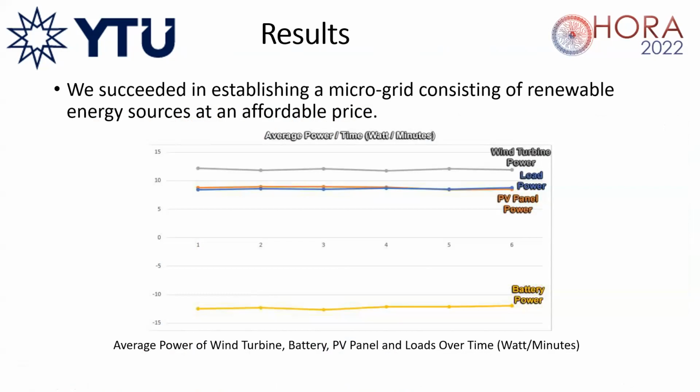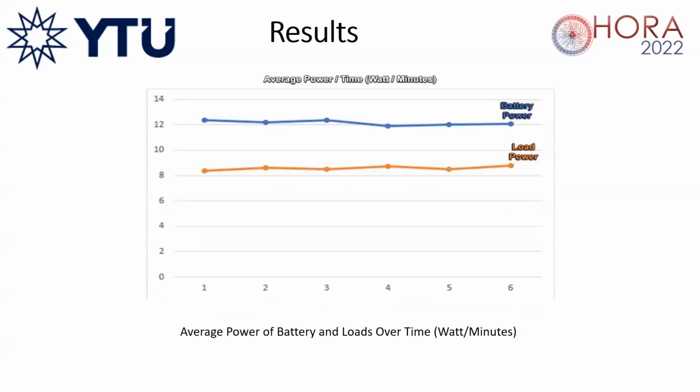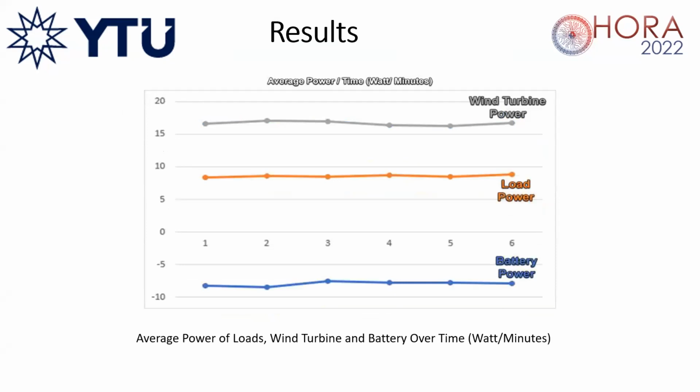In the first figure, both sources and the battery are active, and the loads are fed by the PV panel with 9 watts and the wind turbine with 12 watts on average. The battery is charging at around 12 watts. When it comes to the second figure, only the battery is feeding all the loads with approximately 12 watts. As can be seen in the last graph, the wind turbine is feeding the loads with 16 watts, while the battery is charging at around 8 watts.